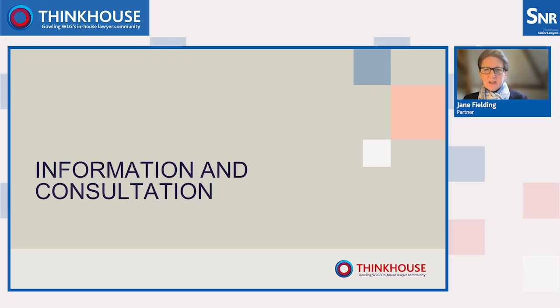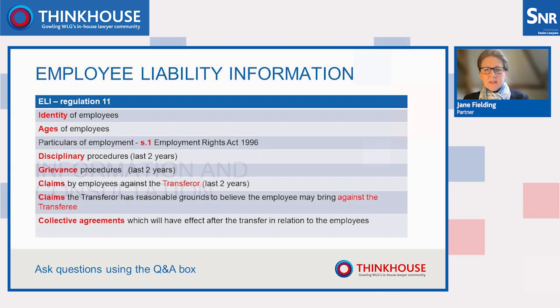So I mentioned earlier there are the two aspects of it. There's the information the transferor gives to the transferee to help them understand who and what they're inheriting. So that's the employee liability information. And we've summarised on the screen there the detail of that, which is in Regulation 11. Obviously, there's a bit more detail in Regulation 11, and if you need to pull this information together, you need to be having a look at that. I'm not going to go through it because you can see what it is there.